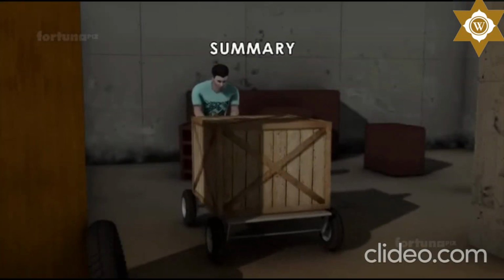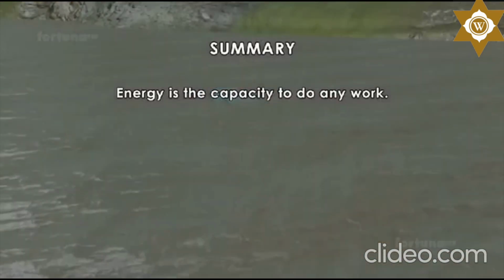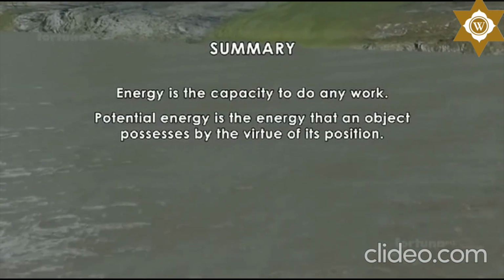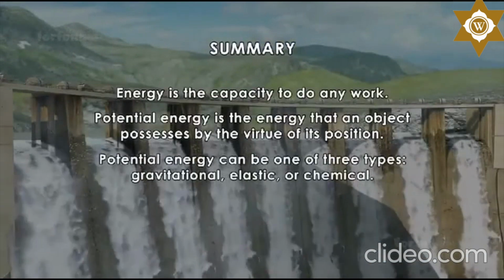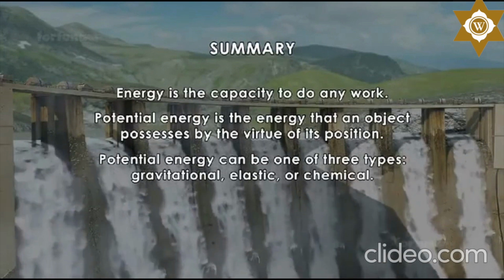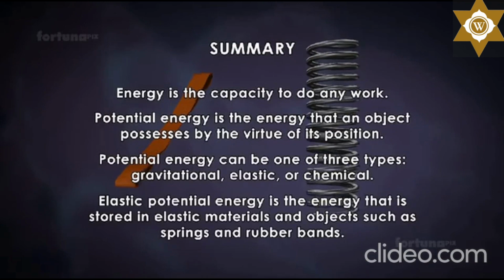Summary. Energy is the capacity to do any work. Potential energy is the energy that an object possesses by virtue of its position. Potential energy can be one of three types: gravitational, elastic, or chemical. Elastic potential energy is the energy that is stored in elastic materials and objects such as springs and rubber bands.